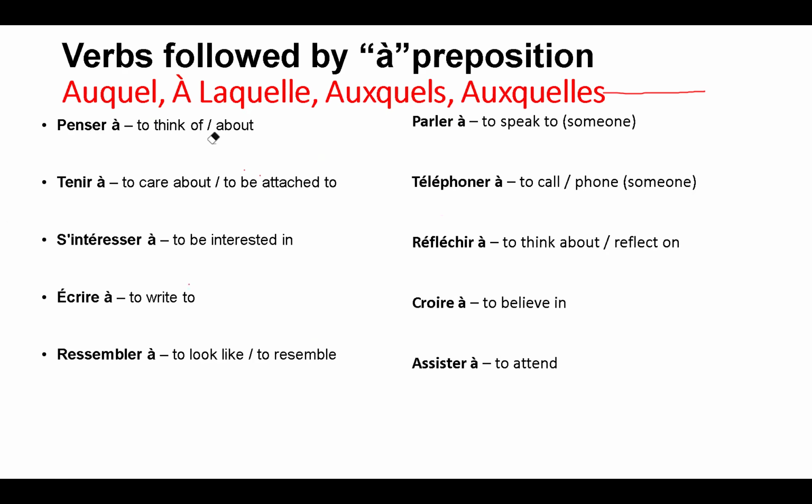Now here we'll talk about verbs which are followed by the preposition à, and here we use auquel in case of masculine singular, à laquelle in case of feminine singular, auxquels in case of masculine plural, and auxquelles in case of feminine plural. So these are the verbs. If we have these verbs, in that case we use this preposition.